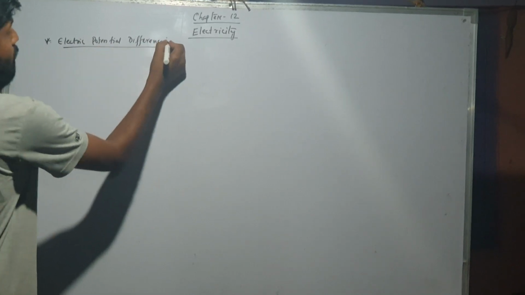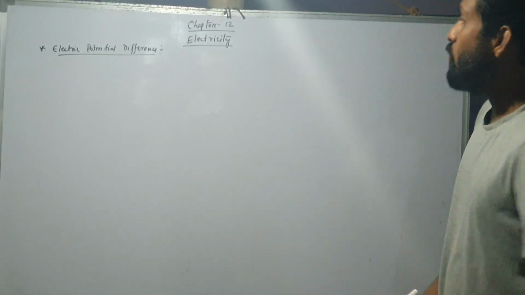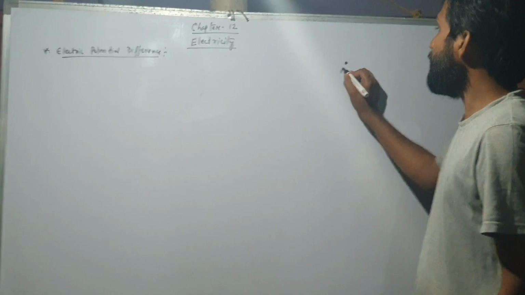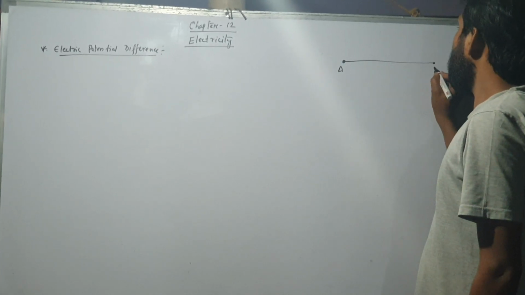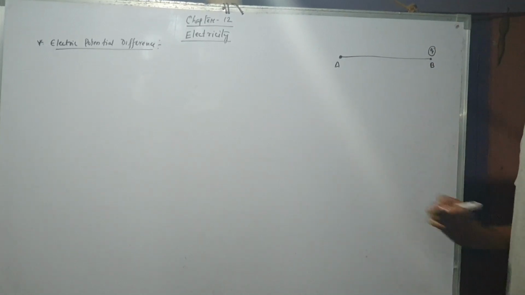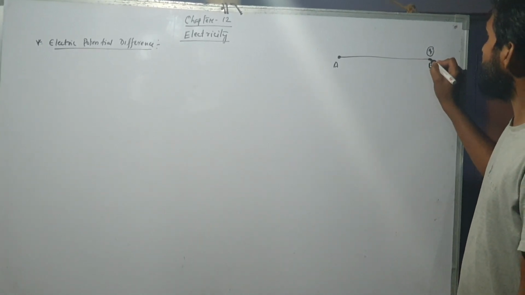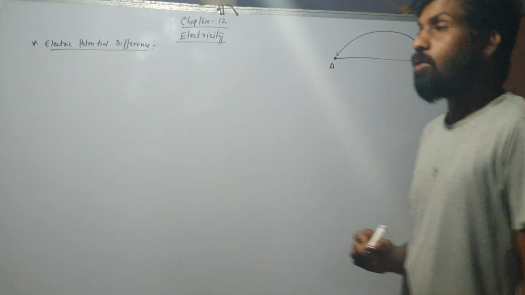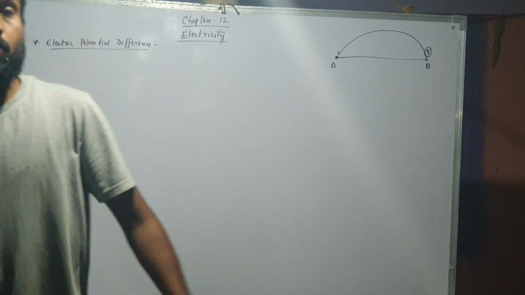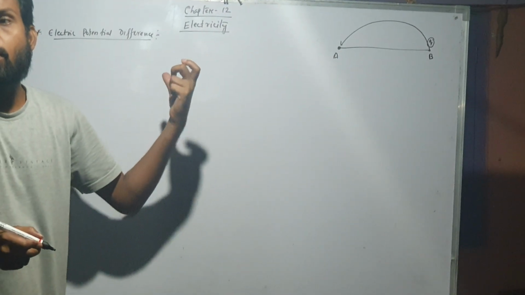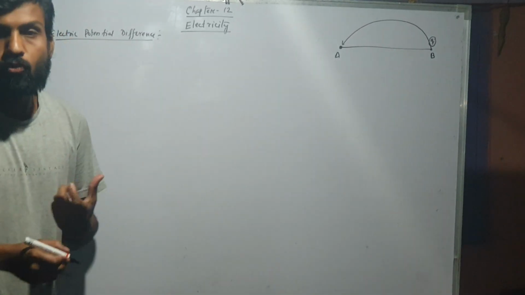Our next topic is electric potential difference. To define this, it is also very simple to understand. Suppose this is one point A and this is another point B. You have kept the charge Q at the point B. Now I want to bring this charge from B to A. If you want to bring the charge from one point to the other point, in the whole process you have to do some amount of work, isn't it?